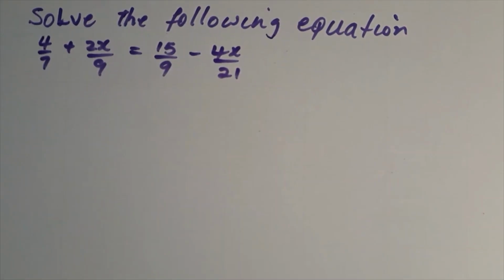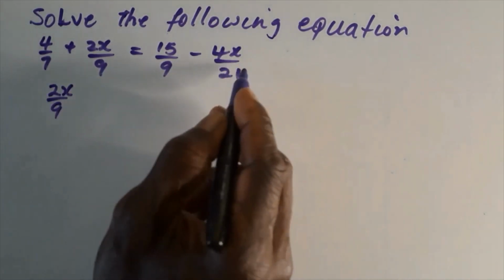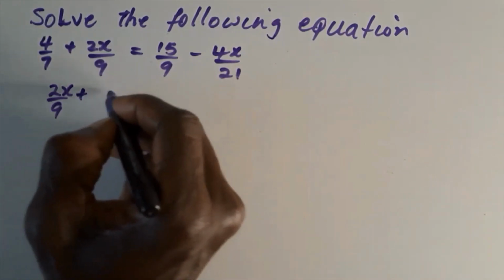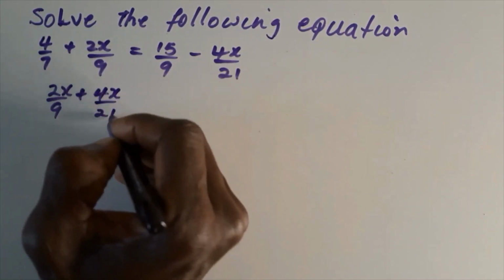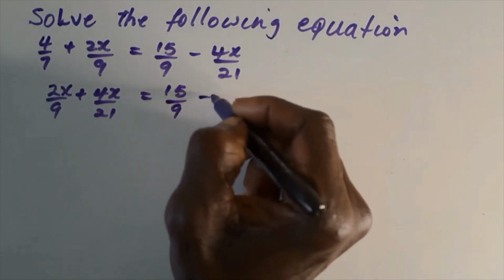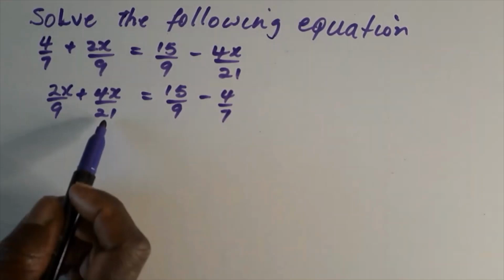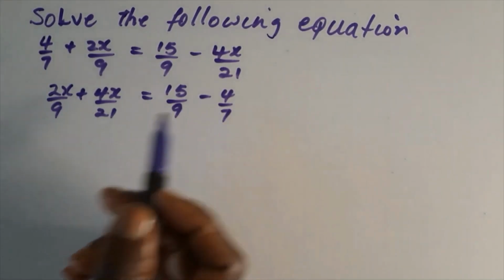Right, we need to solve this. The approach again is to group all the terms of x onto the left and the rational numbers over on the right hand side of the equal sign. So we have 2x over 9. We'll bring the minus 4x over 21 on this side. Comes 4x over 21. And on the right we have 15 over 9 minus the 4 over 7. Now we could go ahead and develop equivalent fractions for both these two algebraic fractions and these two rational fractions on the right.